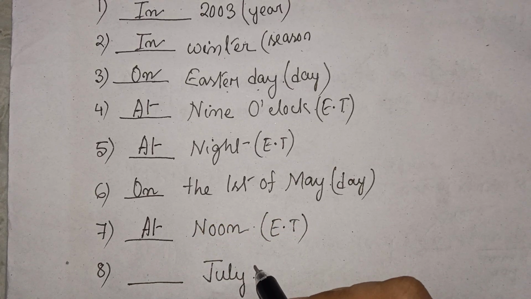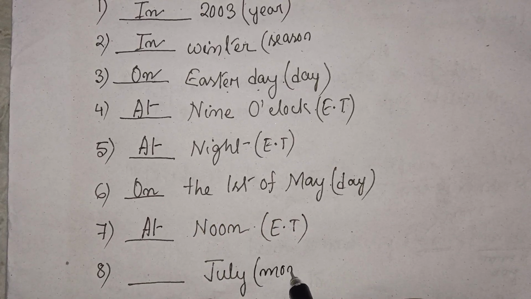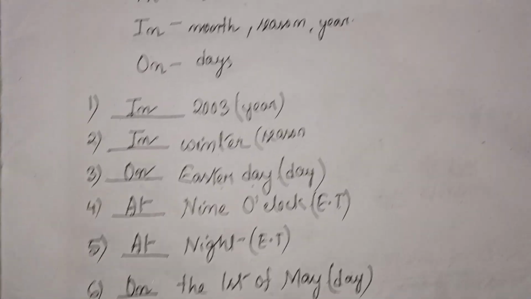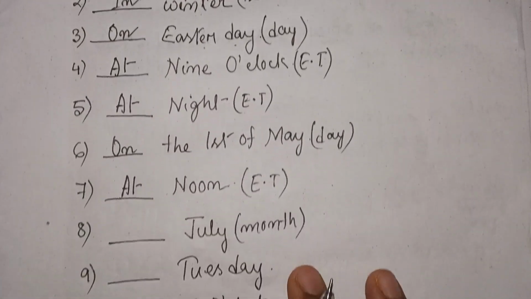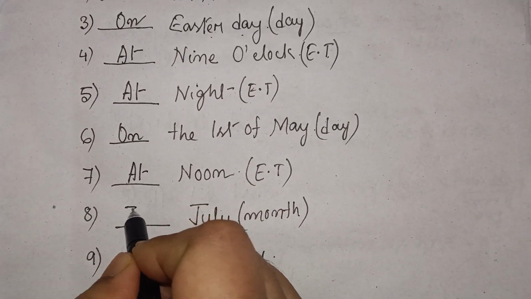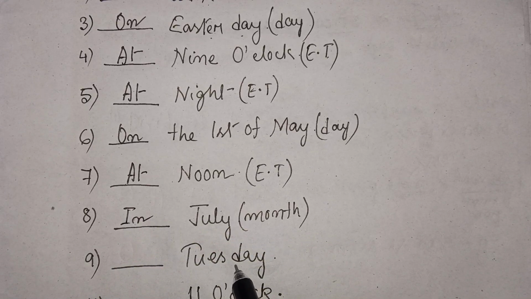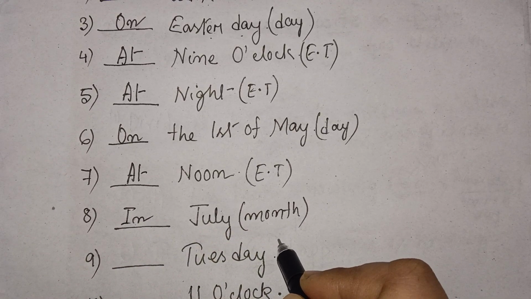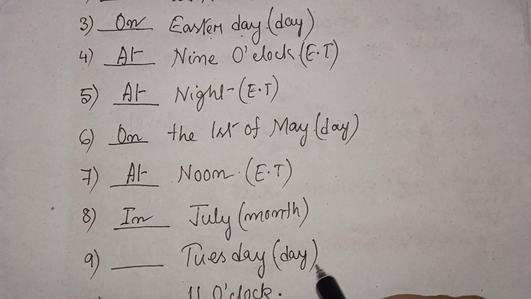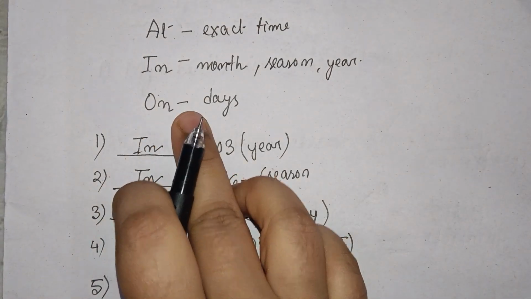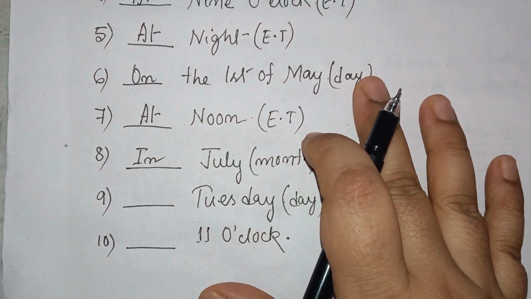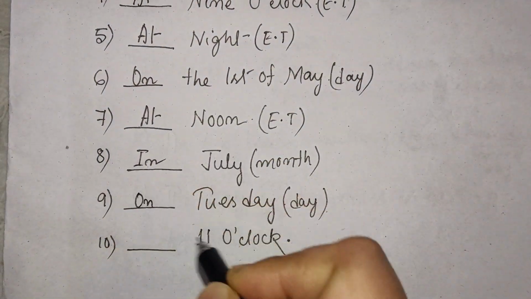The next one is July. July is month. So when we talk about month, we use what? In. The next one is Tuesday. We are talking about day. So when we talk about day, we use on. So we'll write here on. And the last one is for you.